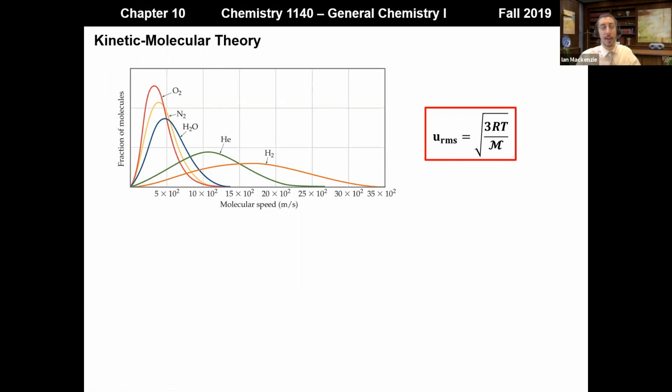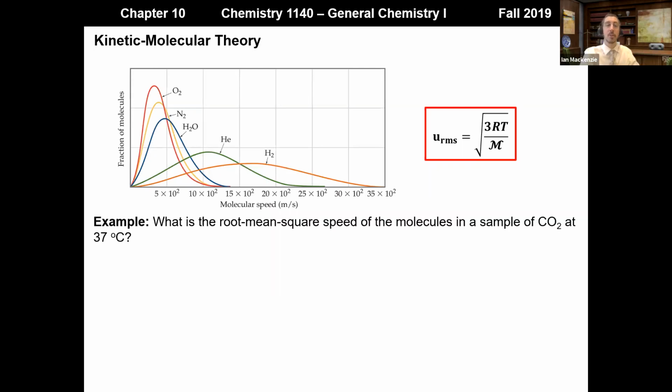All right, let's put this together. How do we actually use this equation? Remember, the overall point here is we're just trying to be able to relate temperature and molar mass to determine an average speed, in this case, the root mean square speed of the molecules in the gas sample. So what is the root mean square speed of molecules in a sample of CO2 at 37 degrees Celsius? So all we've been given is the formula and the temperature. That's all we need, because we've got temperature and molar mass in our equation.